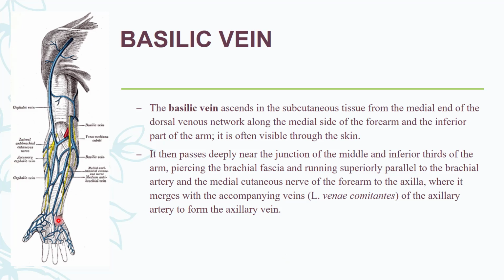See here in this diagram, the basilic vein ascends in the subcutaneous tissue from the medial end of the dorsal venous arch, which is present on the dorsal side of the hand. It will proceed along the medial side of the forearm and the inferior part of the arm, and it is often visible through the skin because it is present in the superficial fascia.